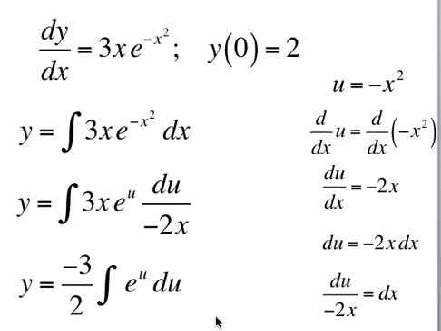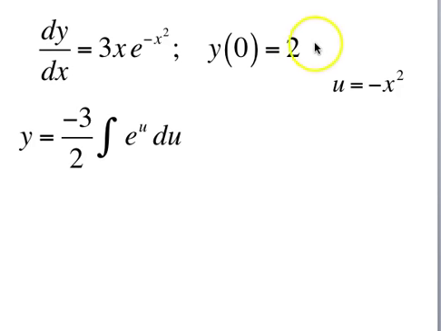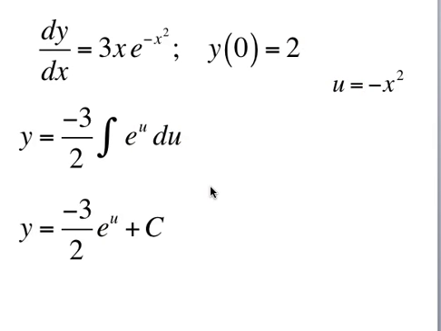Remember, the derivative of e to the x is e to the x. So the antiderivative of e to the x would be e to the x. The antiderivative of e to the u would be e to the u with respect to u. But again, notice all the x's disappeared. That's very important for us in the U-substitution strategy. So this is what we have. We know u is negative x squared. The integral of e to the u is just e to the u plus c. So we'll replace u with negative x squared, and this gives us y equals negative 3/2 e to the negative x squared plus c.